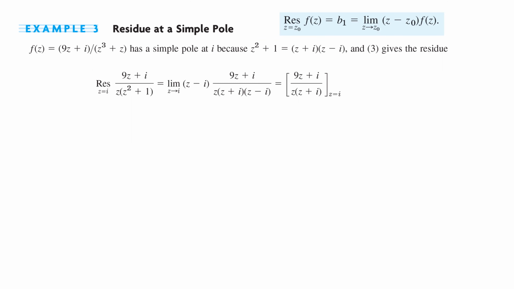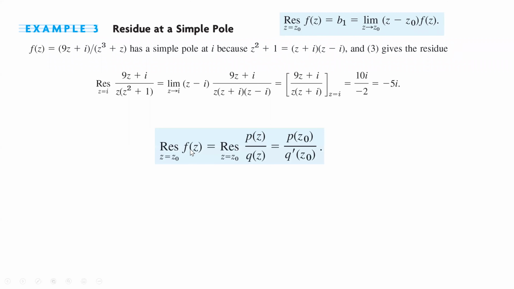So if you put i here for z, you get 9i plus i, which becomes 10i. The denominator becomes i times 2i. i times i becomes -1, so it becomes -2. So it becomes 10i divided by -2, which you can simplify, becomes -5i. All right. Or you can use the second formula.